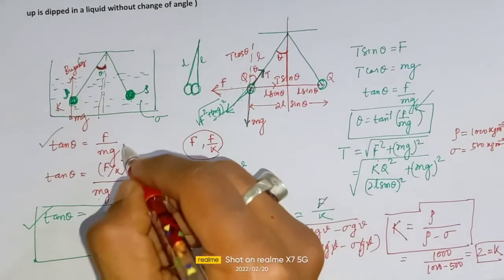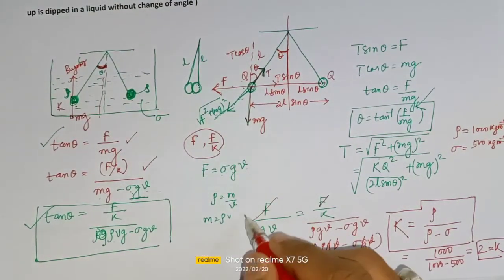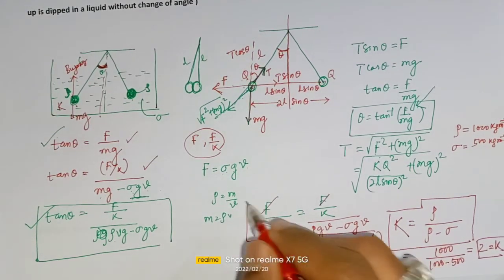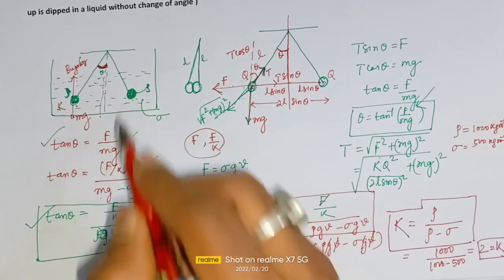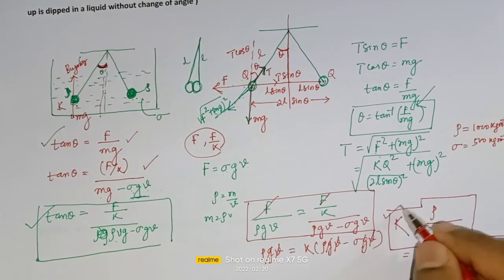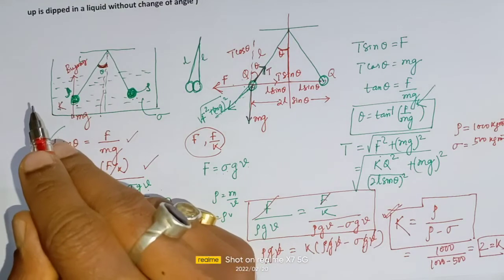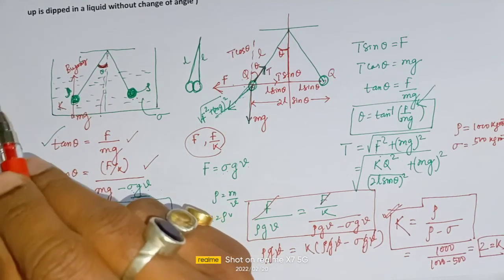Initially we get these things, finally we get these things. Make a comparison: this one equals this one. Everything I have turned in terms of densities, solid density and liquid density, and I get a very useful result, that k equals rho upon rho minus sigma. If you remember this formula, you can do this kind of question in a fraction of the time, easily, for most competitive exams.